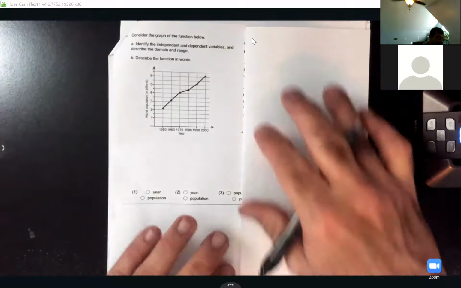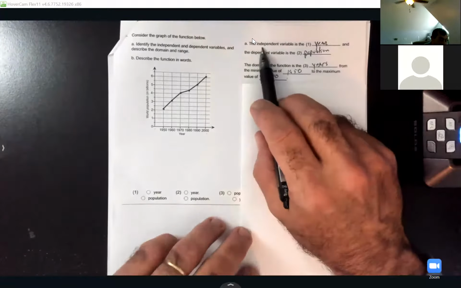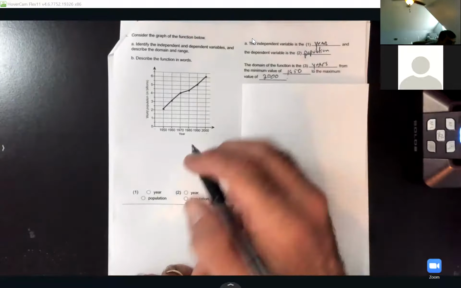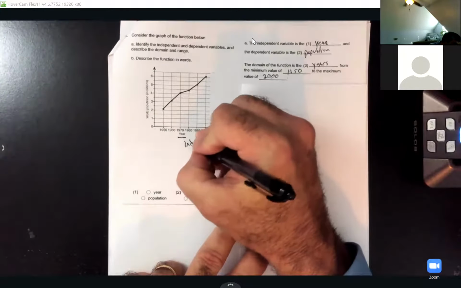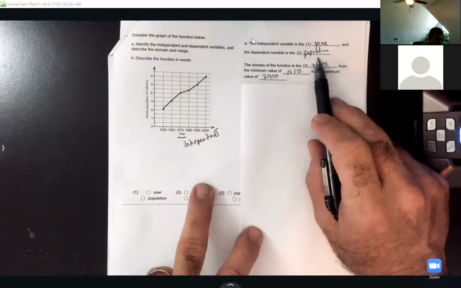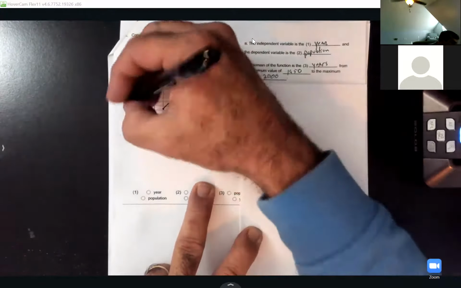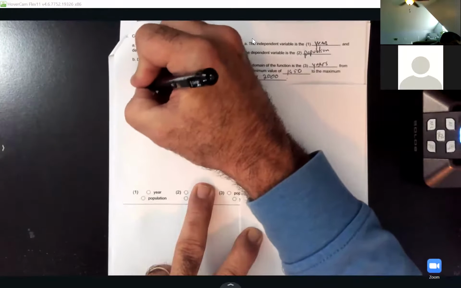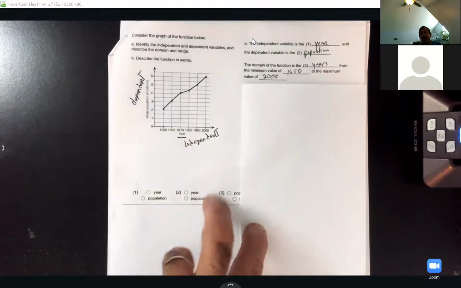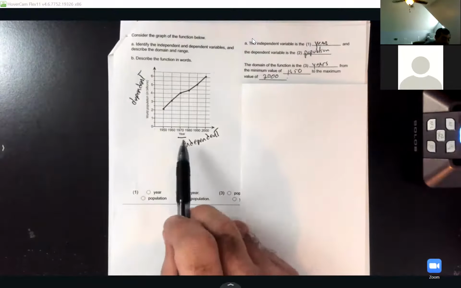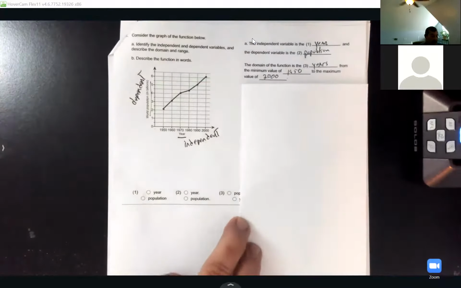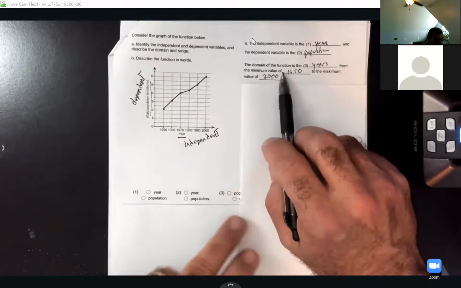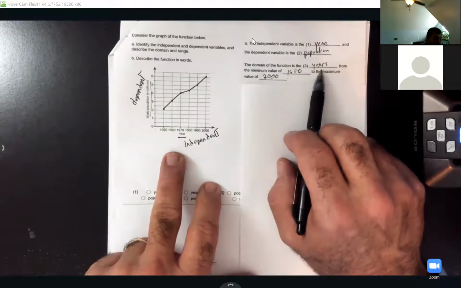So what they want you to do on this is look at it. The independent variable, well, that's the independent variable on the x-axis. And that's going to be the year. And the dependent variable, which is the y-axis over here, the dependent variable is the population. And they label that year and then world population. Then it's going to ask you, the domain of the function is the years.